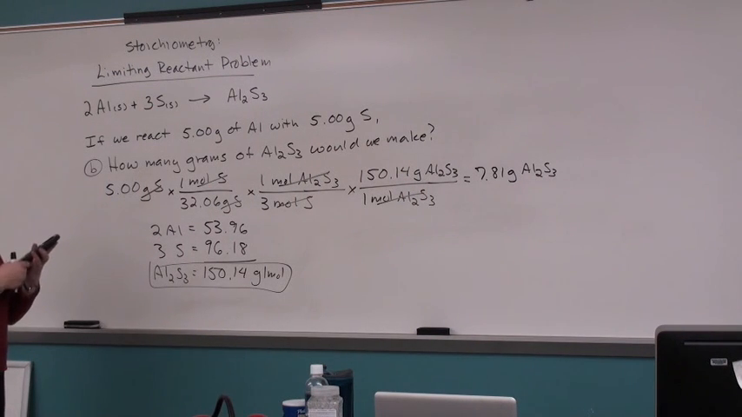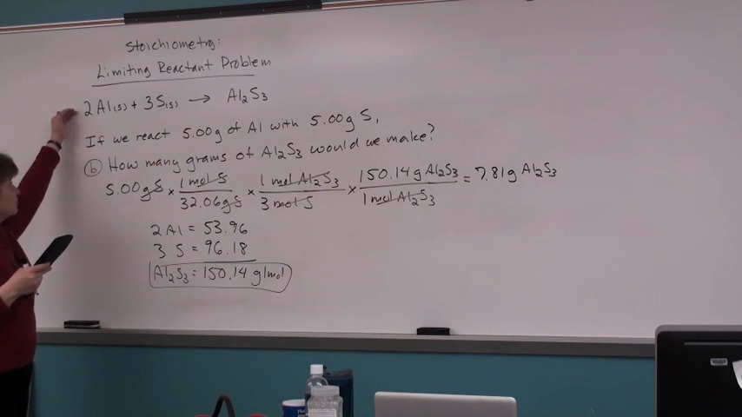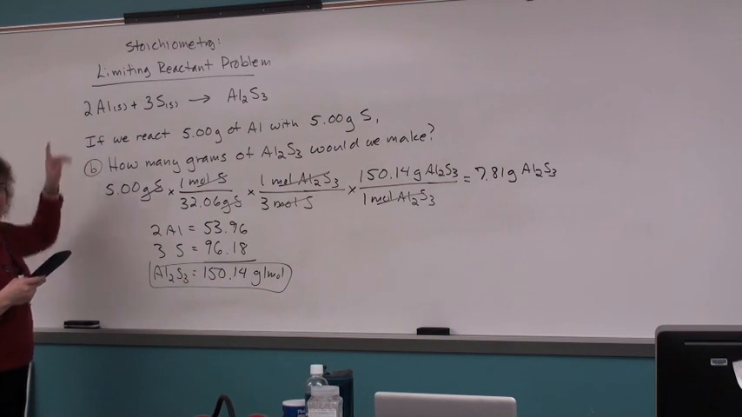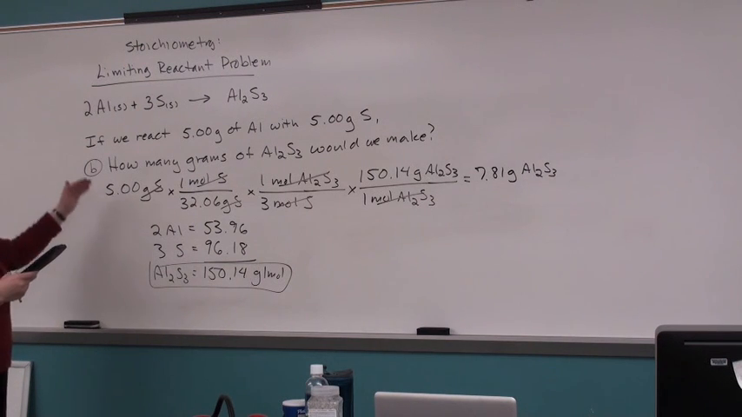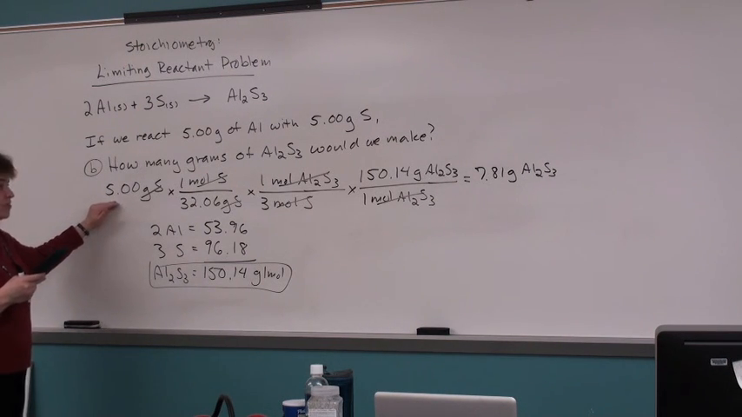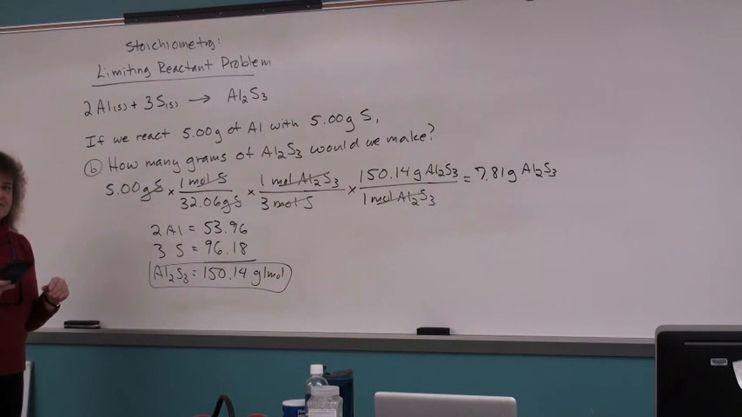So for limiting reactant problems, usually the first step is a grams-grams problem to figure out which one is limiting. And then the second step is another grams-grams problem to figure out how much product you can get.